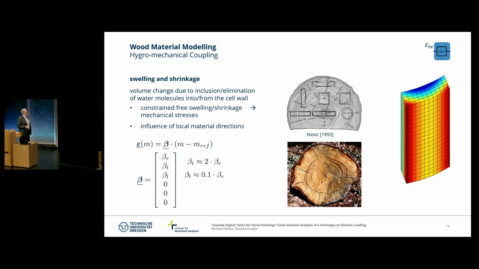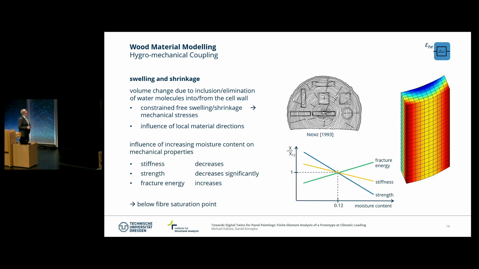We know that, of course, the material properties are strongly dependent on the moisture content. We have swelling and shrinkage. We need to consider the three different material directions for shrinkage and swelling. And the stiffness, the strength, the fracture energy, all are depending, so the mechanical properties are depending strongly on the moisture content as well.